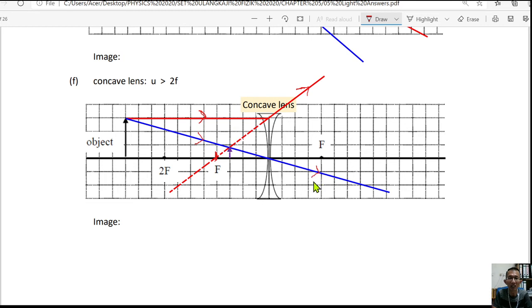No deviation. So next, find where the blue line and the red line intersect. So it intersects at this point here. So the image will be at this point. So here is your image. So what are the characteristics of the image? First, I do know that this image is smaller than the object. So it is diminished.